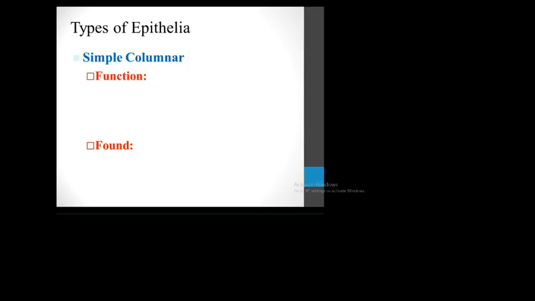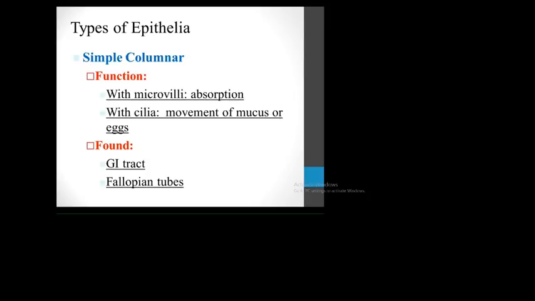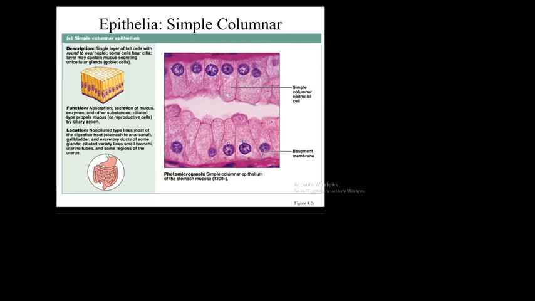Let's go to that picture. Here's our simple columnar. This is where the food will be traveling, right in the middle where it's white. This will be called the lumen. So what surface of the cell is this? The apical surface where the lumen is, right? Which will be touching the food, right? Or the mucus. The basal surface will be at the bottom where it says basement membrane.